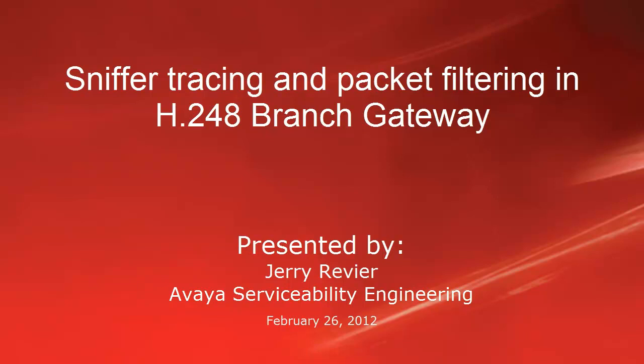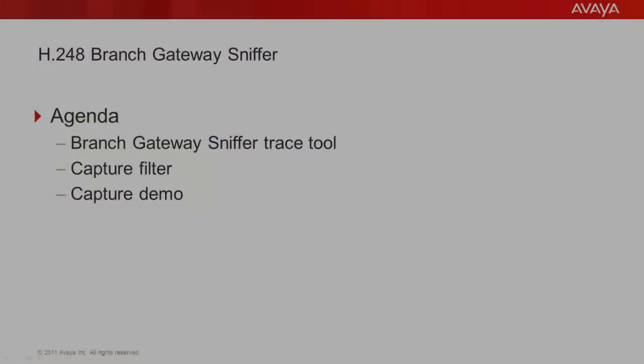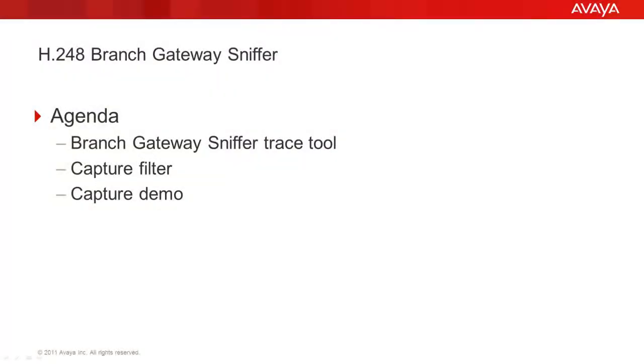This video today will be talking about sniffer tracing and packet filtering within the H.248 Branch Gateway. This video will be going over the sniffer tracing tool in the H.248 Branch Gateway. The sniffer will allow for packet captures as the gateway receives them from the VoIP engines and the S8300D, which are packet streams that are internal to the gateway. Remote engineers can acquire traces for intermittent issues in a configurable capture buffer.